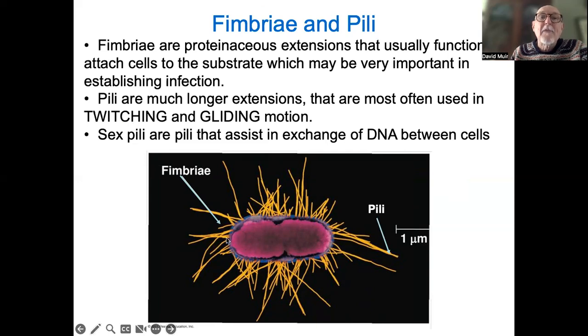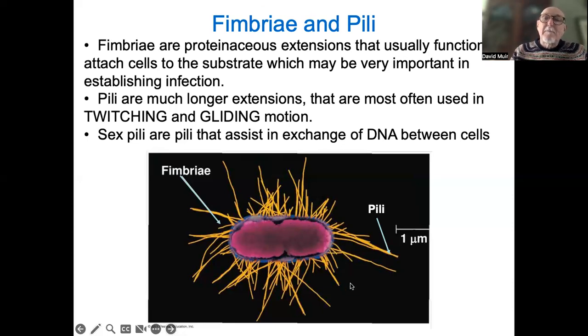The pili are very similar to the fimbriae, but they are much longer, and the pili are involved in two strange kinds of bacterial motion. Apart from swimming, some bacteria can glide along a surface. They have to be in contact with the surface, but they can glide. But there is another type of motion where the cells actually twitch, like jumping beans, to move. And these are the responsibility of the pili. And to distinguish them, the fimbriae are shorter, pili are longer.